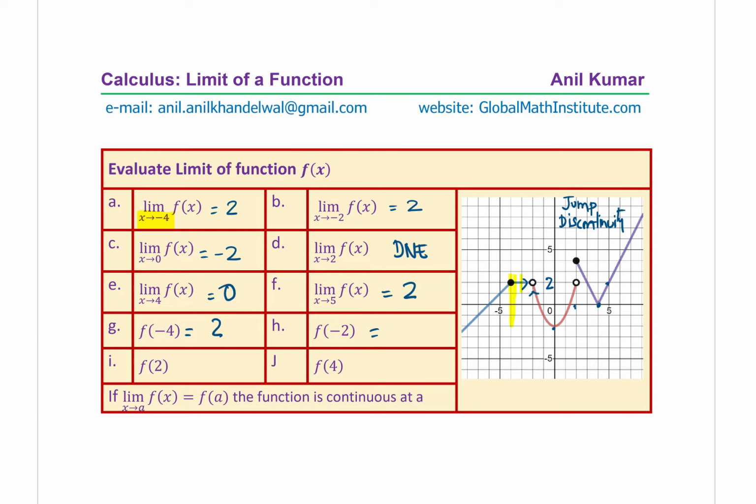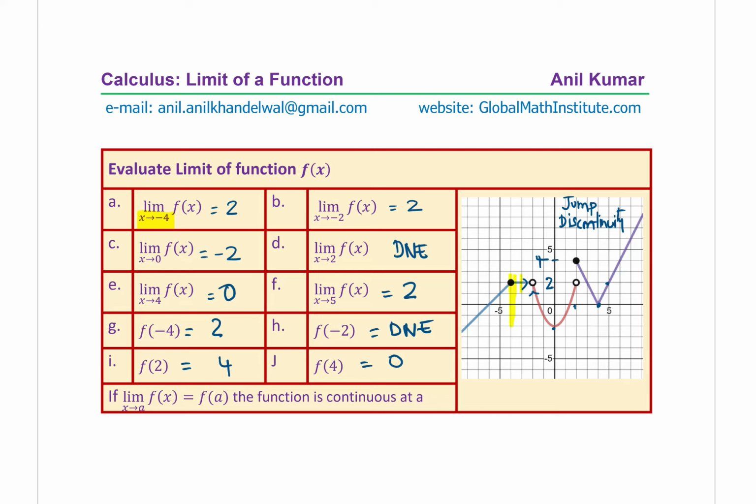And f of minus 2 is what? At minus 2, it does not exist since we have a hole at minus 2. How about the value of the function at 2 itself? At 2, the value of the function is 4, right? So the solid filled in circle gives you the value of the function, which is 4. And at 4, what is the value? At 4, the value is 0. Do you get the idea?